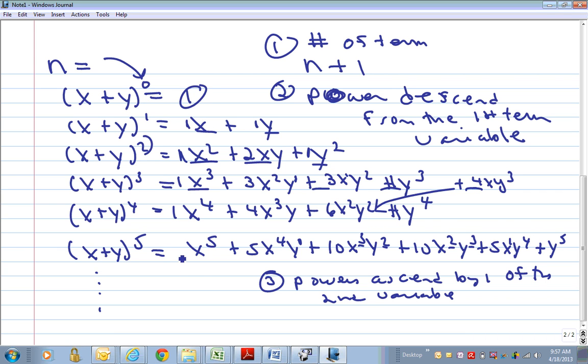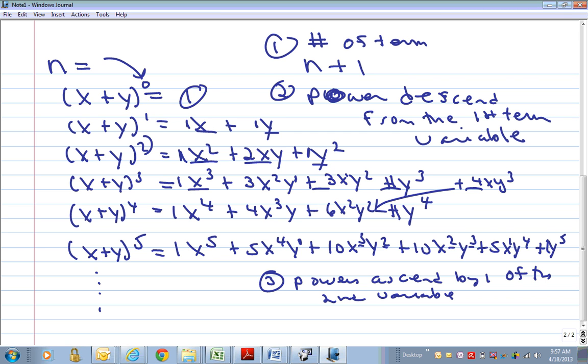And let's look at this last one. This is a 1, a 5, a 10, a 10, a 5, and a 1. There's a pattern, and there is something that helps us remember the coefficient pattern. So that's what we're going to have to add in, those coefficients. We're just going to put those in this place.